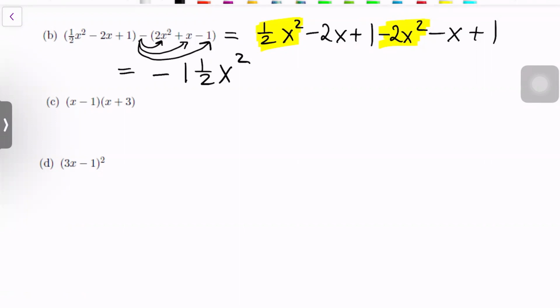Okay, then x, -2x minus x. Well, you don't see a coefficient, that's minus 1x. So -2 minus 1 will be -3x. So you combine, you add the coefficients -2 and -1. And then 1 plus 1 will be 2. Okay, those are basics. Are we good, guys? So far, so good?